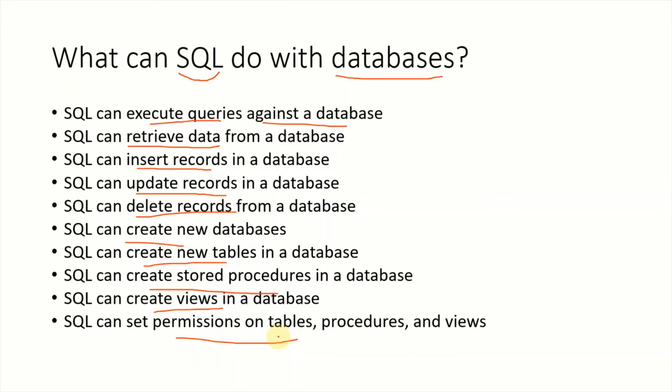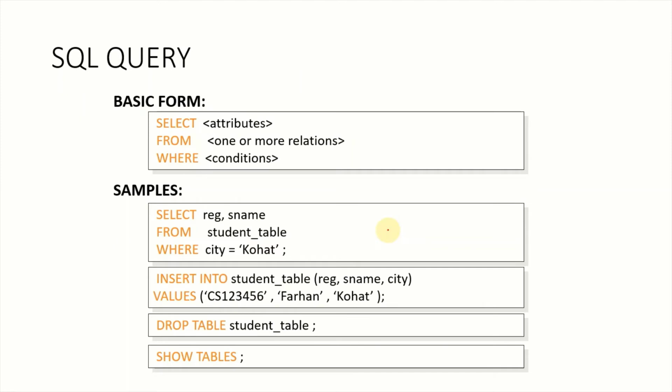In a relational database, we may have different objects. These objects can be tables, procedures, views. There are many other things. We will see these things in our labs. Next, we have the basic form of an SQL statement. We can also call that statement a query.